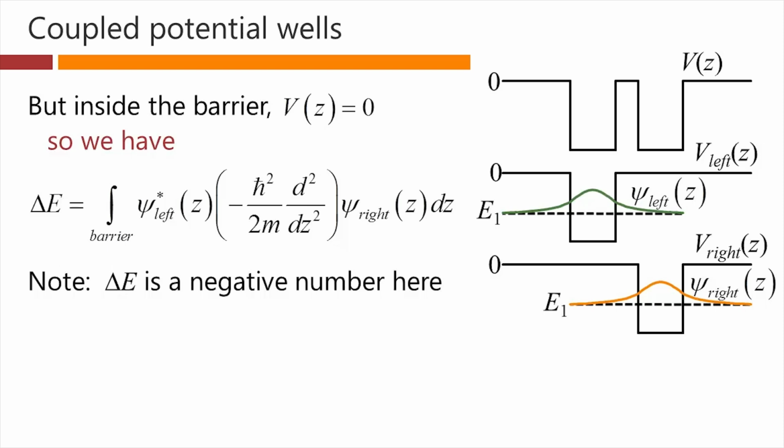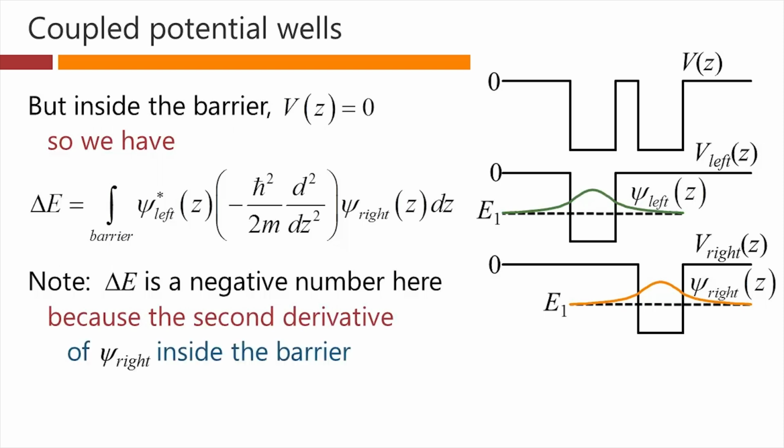This is not particularly important, but if you're checking through the algebra, you might get confused if you don't realize that particular point. And that's because the second derivative within the barrier here, for example, of psi right, is greater than 0. So this second derivative of psi right is greater than 0 within the barrier, because the gradient is actually increasing in that region.